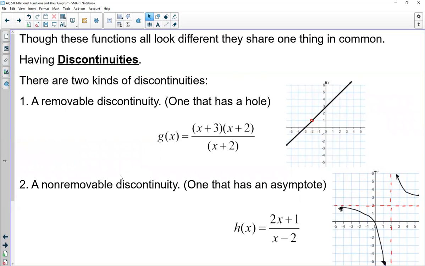So though these functions all look different, they all share one thing in common. They have discontinuities. There are two kinds of discontinuities. The first is a removable discontinuity, one that we call a hole. Imagine that we just pick this point out and put it somewhere else. And that goes with this function here, x plus 3 times x plus 2 over x plus 2, or a non-removable discontinuity. A non-removable discontinuity is one that has an asymptote, one that doesn't connect ever. For example, we have 2x plus 1 over x minus 2.